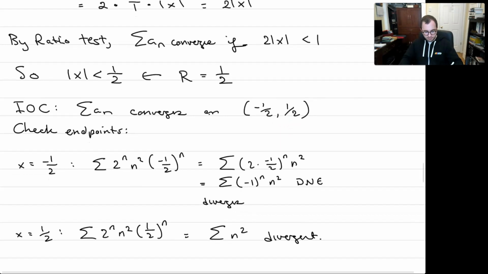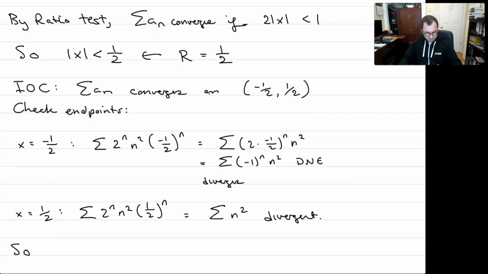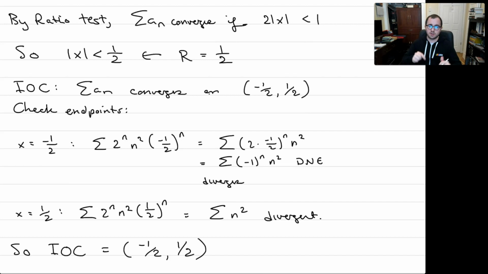So the interval of convergence is equal to -1/2 to 1/2. It does not include any of the endpoints. It's just this open interval. This series converges only for values of x in this interval, the interval of convergence.